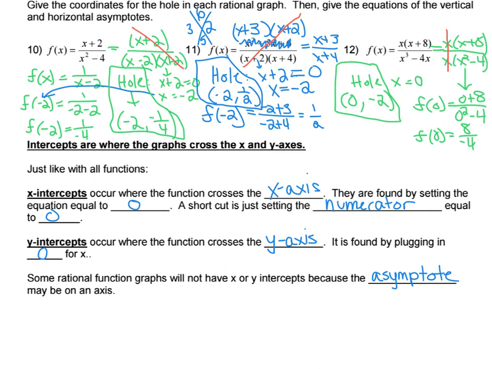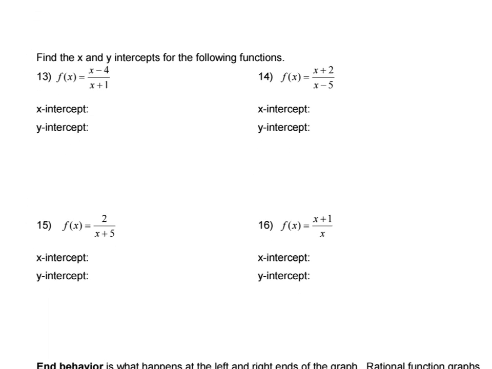So let's do some actual problems now. On the back page of this, we have 13, 14, 15, and 16, and these 4 problems are just asking us to find the x and y intercepts. So for x-intercepts, we are going to set the equation equal to 0, but the shortcut's just the numerator. Don't even worry about the bottom. So 0 equals x minus 4 is my numerator, and so x equals 4 is my x-intercept. Except, hold on, we don't just write x equals 4. We always write it as an ordered pair, (4, 0). X-intercepts always have 0 as the y value.